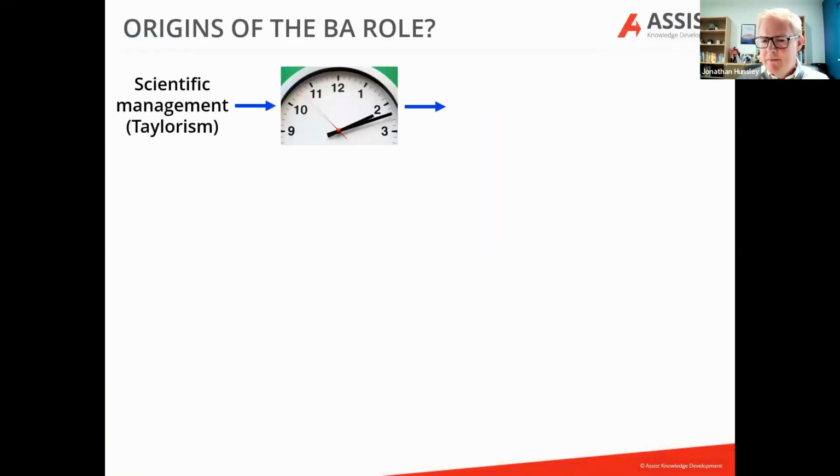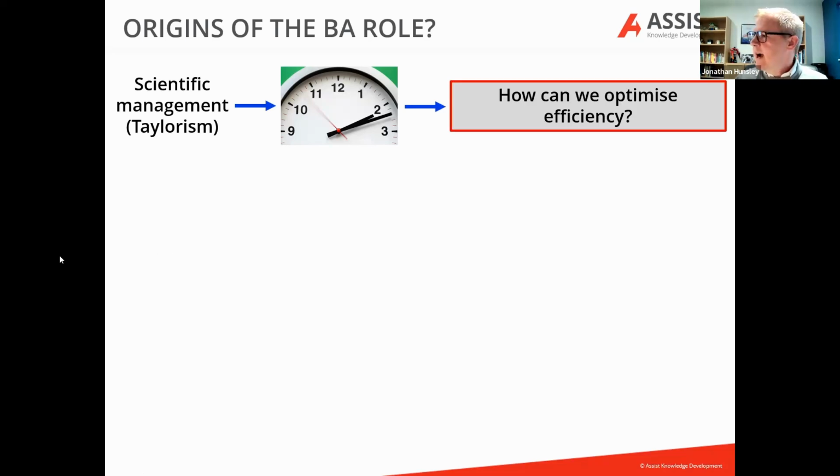The first strain is the scientific management school of thought, sometimes described as Taylorism, after Frederick Taylor, the theorist. This was really looking at time and motion studies. How can we make businesses more effective, more efficient, looking at improvement of processes. So I think that drive for efficiency that we can see in the scientific management school of thought and Taylorism is one of the origins of this role that we call business analysis.